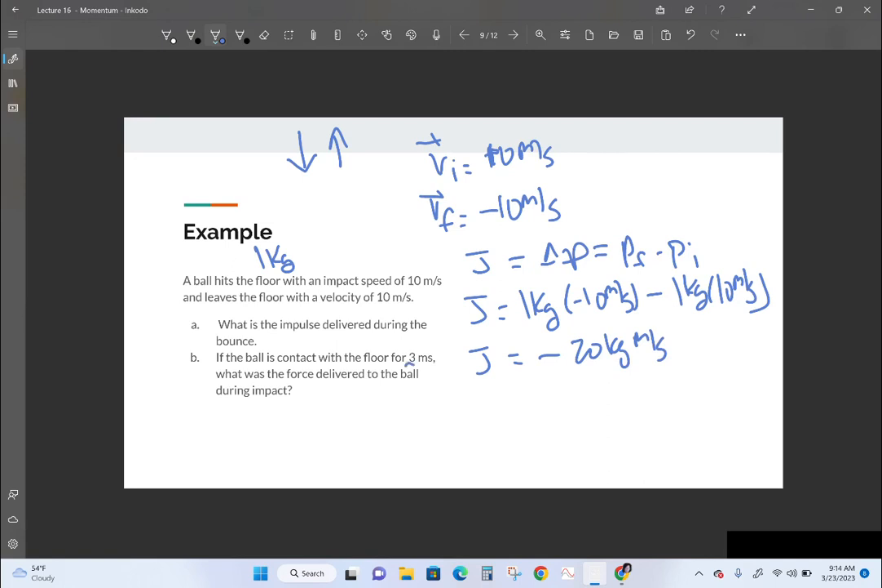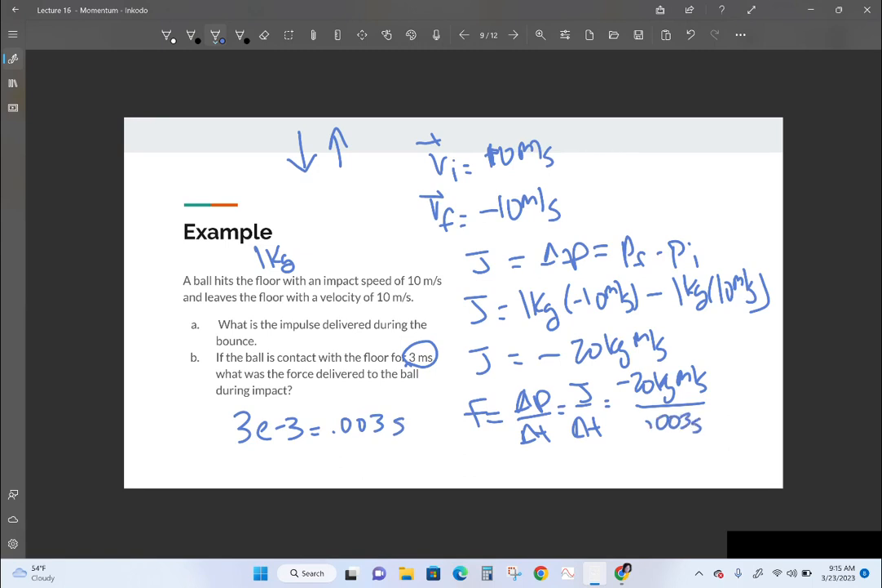If the ball is in contact for 3 milliseconds, what is the force delivered to it? It is equal to the change in momentum all over time, or J all over time. So negative 20 kilogram meters per second divided by 3e to the negative 3, which is 0.003 seconds. So 20 divided by that is going to be negative 6,667 newtons. Now it's negative because it turns around. The force has to be acting in the up direction in order to make the ball turn around.